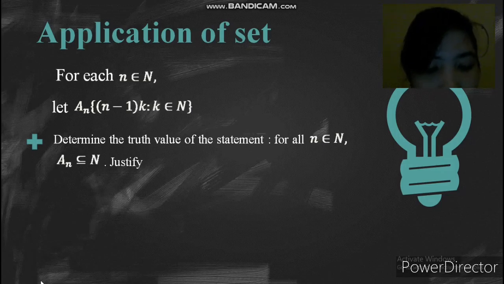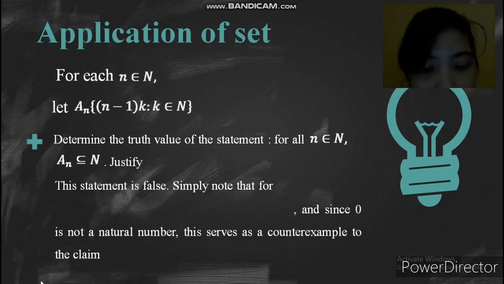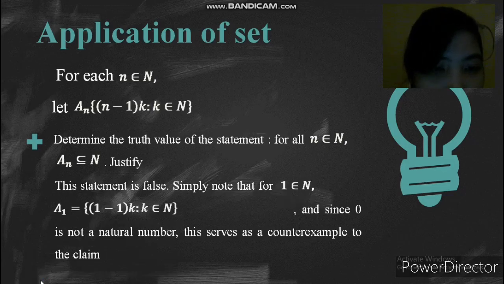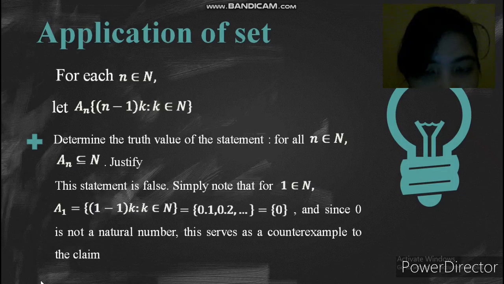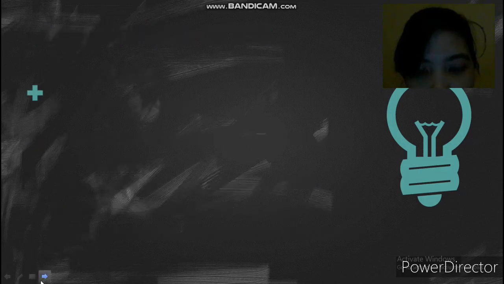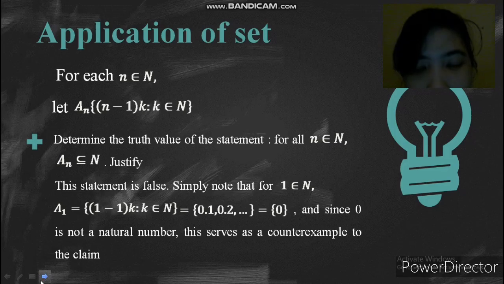This statement is false. Simply note that for n = 1, A1 = {(1 - 1)k : k ∈ N} = {0·1, 0·2, ...} = {0}, and 0 is not a natural number. This serves as a counterexample to the claim.